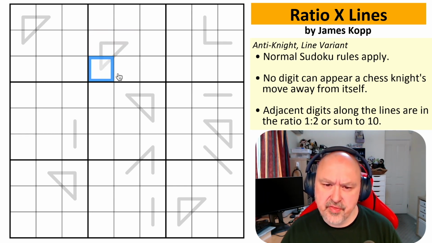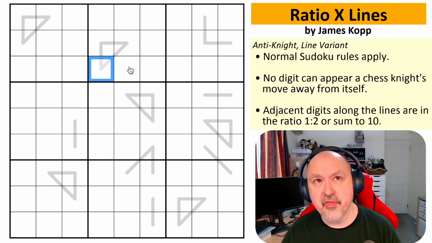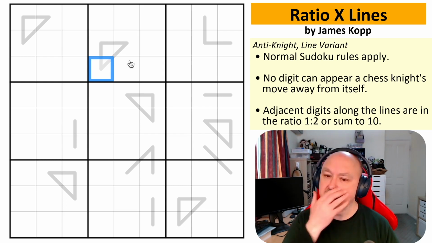Okay. So 2, 1 doesn't work because I've already said 1 can't be on anything. Now 3 is in a relationship with 6 and 7. Hang on a minute.